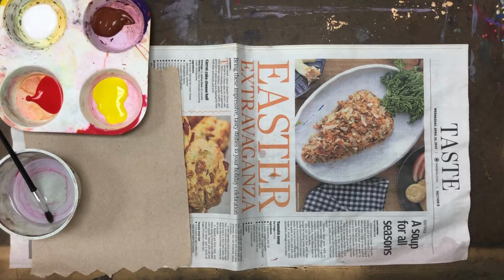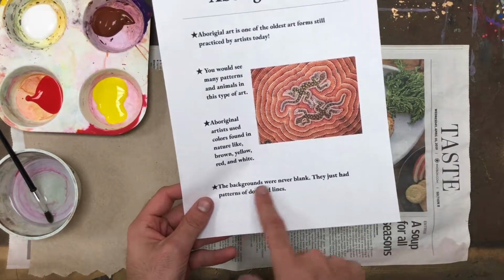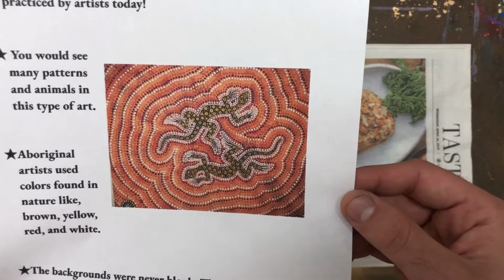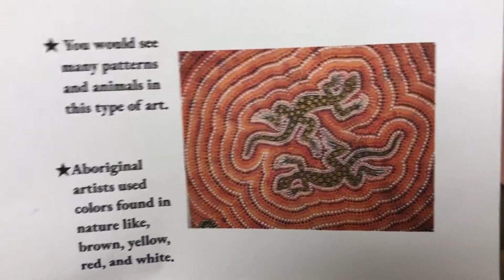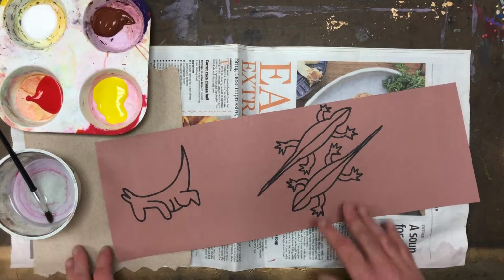So I am ready for the second step of my kind of Aboriginal art project, and I am thinking about this last point, that the backgrounds are never blank. They're filled with patterns of dots and lines. So I've got painting supplies ready to make dots and lines.